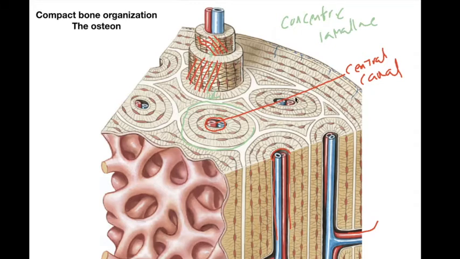Right, so you've got these rods going through here. They're very strong because they're mineralized matrix. They're also providing resistance against tensile forces. So those are your osteons.